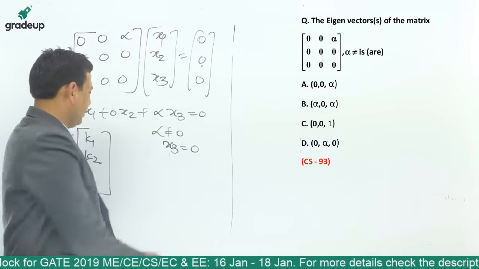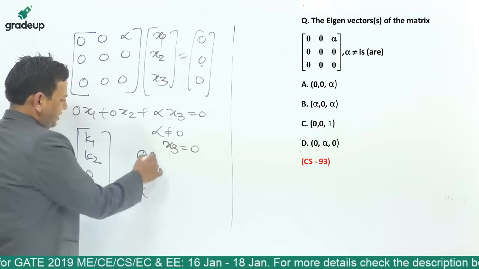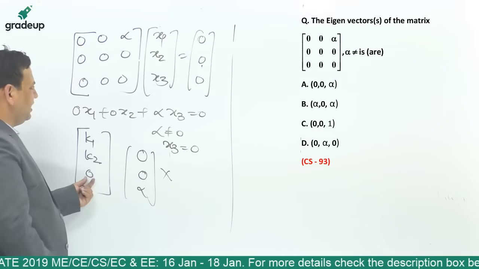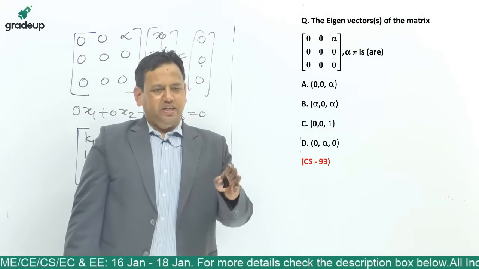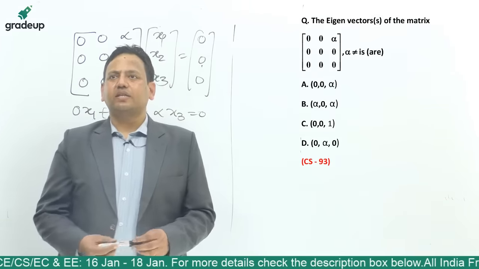So what is my answer? 0, 0, alpha? No, this is not my answer. Why? Because the third value is always equal to 0. So your option is D, Delhi, the correct answer.